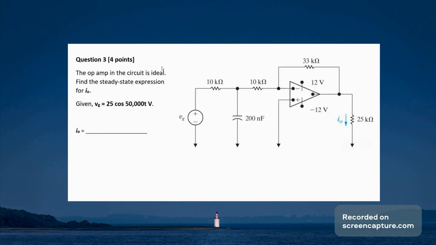Doing so gives you a current of 0.0025 angle 0. Next up, we need to find the current from this capacitor.